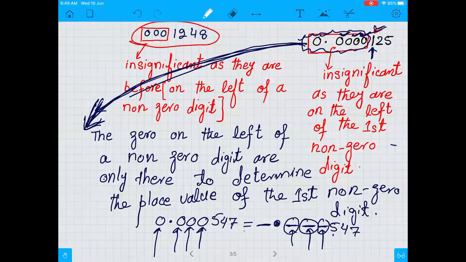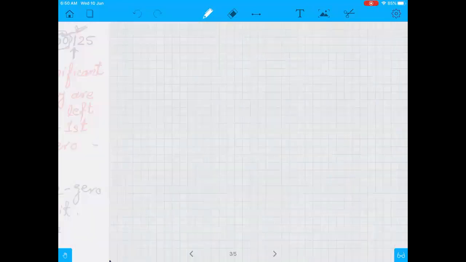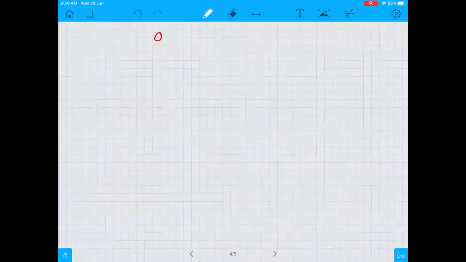Now, if instead of dashes we put zeros, 1, 2, 3 zeros, and these 3 zeros are not there, then the place value of 5 will not be clear. Because of these 3 zeros, the place value of 5 is the 4th decimal. So the purpose of these 3 zeros is to determine the place value of the first non-zero number, that is 5. So in simple words, if you get zeros before a number like these zeros, then these zeros are there.